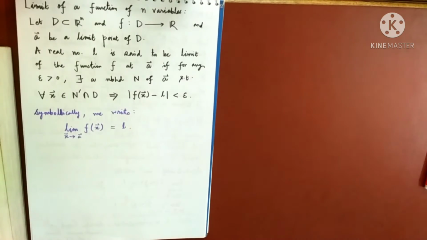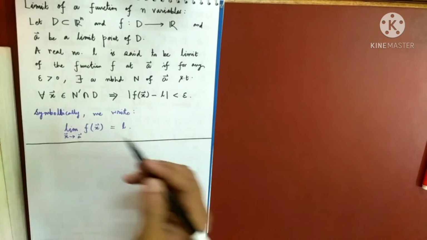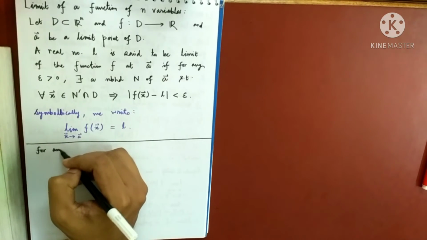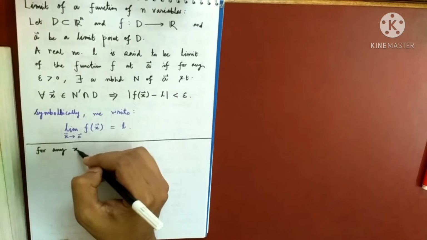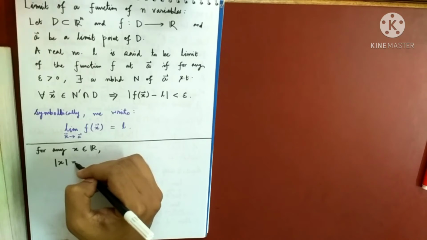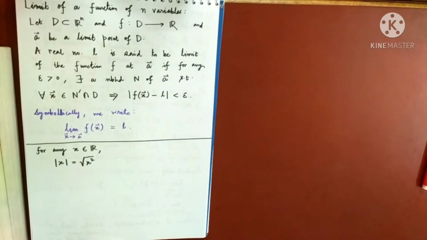So before going to sums, now remember this result. This result I'll be using for proving limits. So what is this result? For any real number x, you know mod x can be written as root over x square, right? Because what is root over x square? Mod x. You know the definition of root over x square.